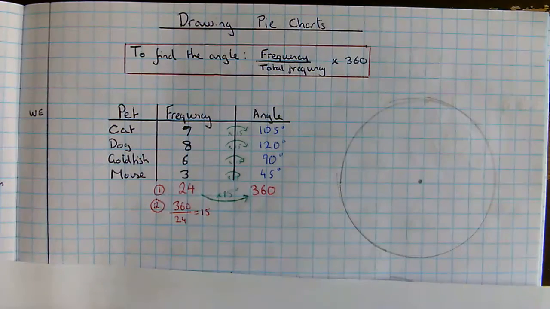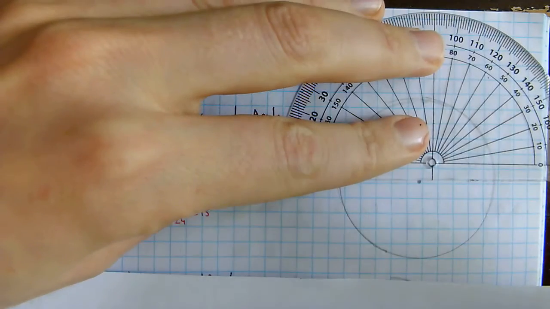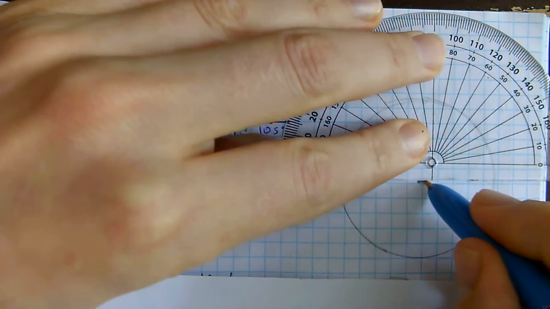Once you've worked out your angles, you then need to start drawing in your pie chart. So, I'm going to start by just drawing a horizontal line taking me from the centre to the outside.